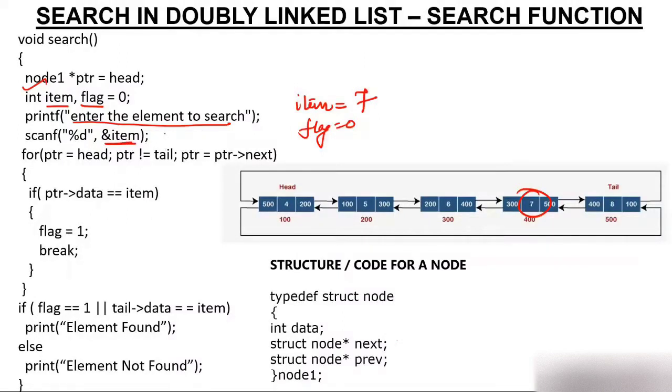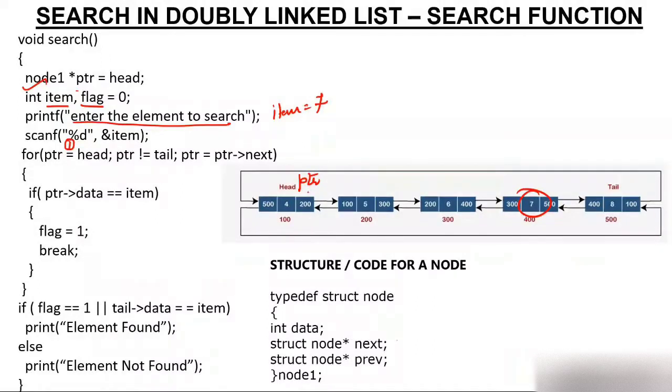Then we have a for loop. We have ptr, a pointer, which we have initialized with head. This is the initialization part. What is head? 100. So ptr will come here. Item is having value 7, and ptr is having value 100.